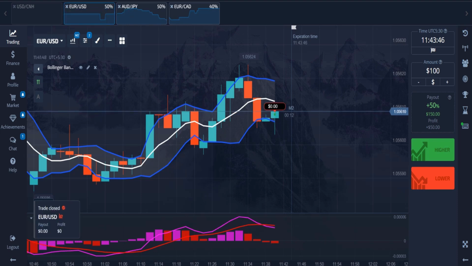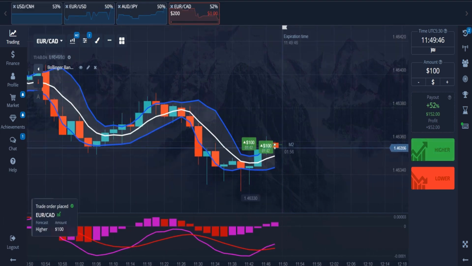Unfortunately, we lost this trade. But remember, this doesn't affect our strategy. In binary trading, not every trade will go in our favor, and that's perfectly normal. Market conditions can change, and no strategy works 100% of the time. The key is to stick to the plan, stay disciplined, and keep moving forward. We'll continue with our strategy and keep looking for the next perfect setup.